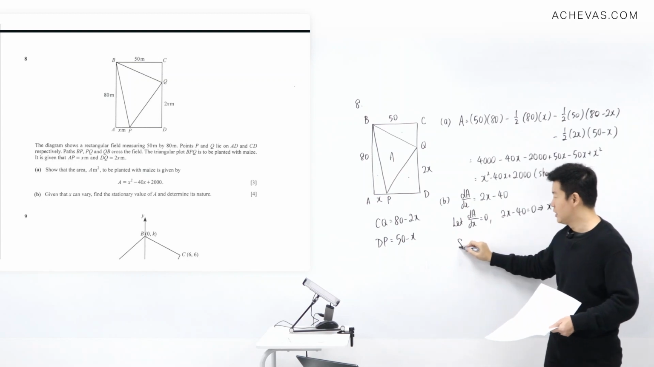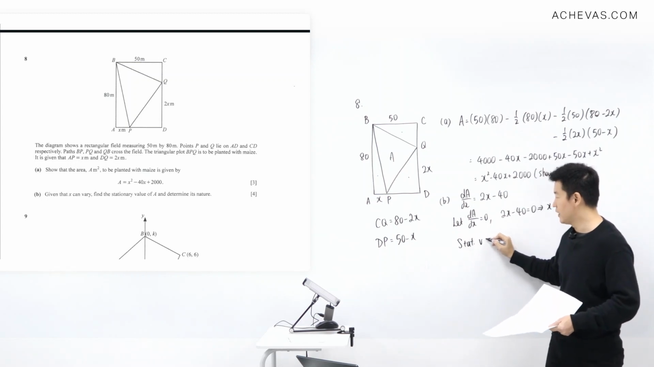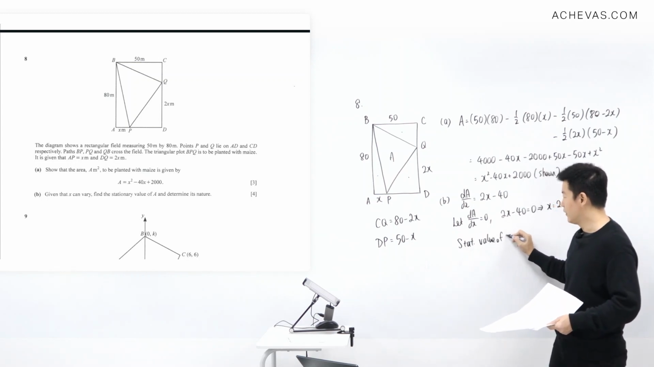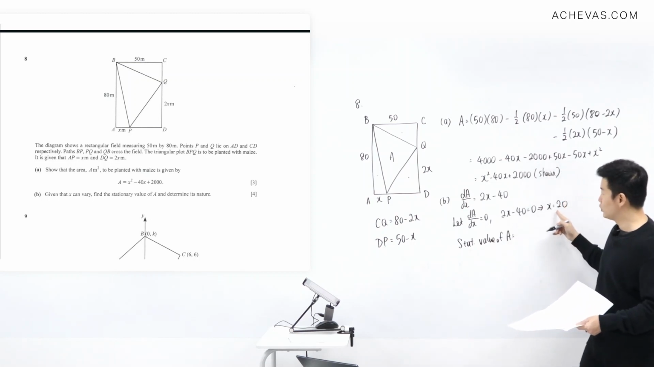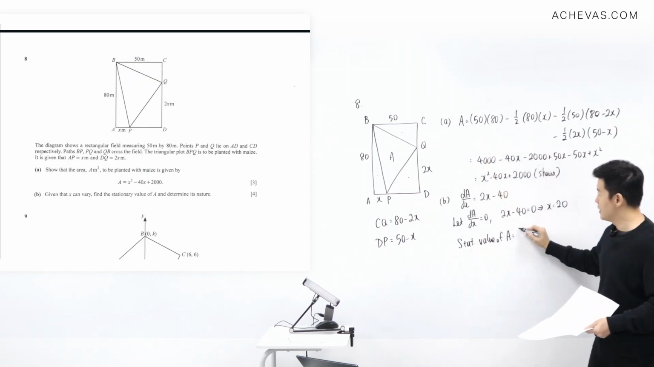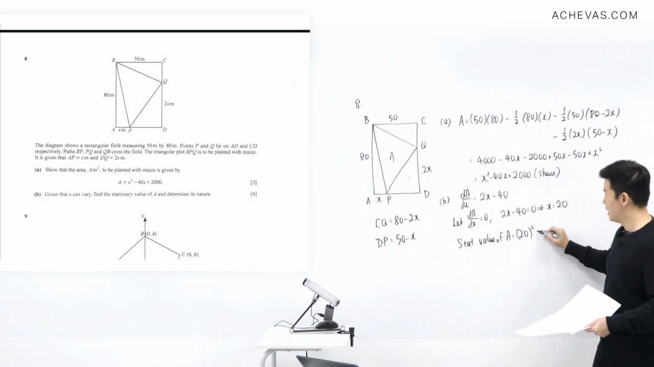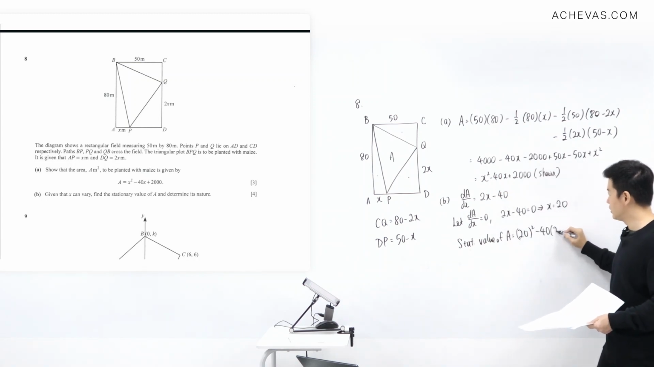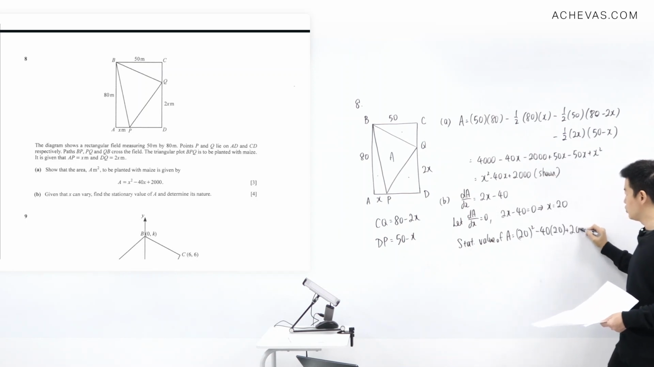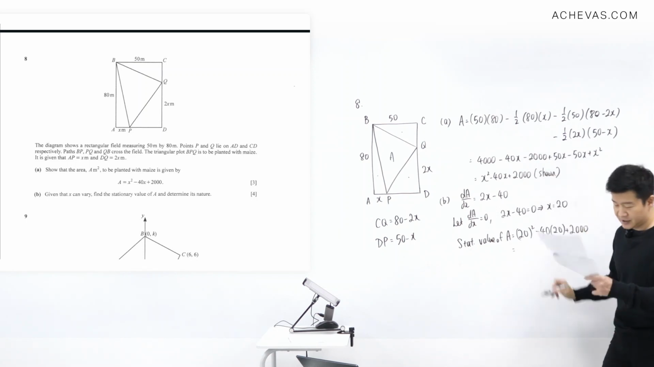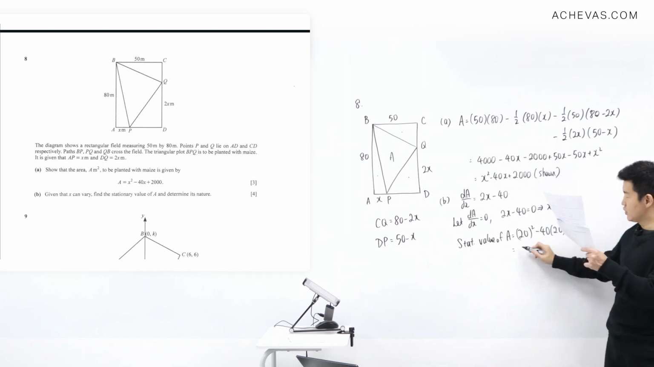Let's try to quote it. So the stationary value of A is when x is equal to 20, that will be 20 squared, subbing this back into here, minus 40 multiplied by 20 plus 2,000. The stationary value of A is going to be equal to 1600.